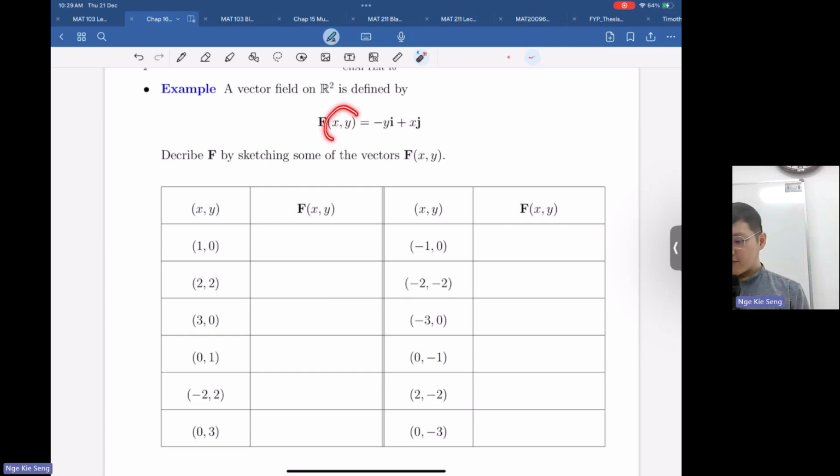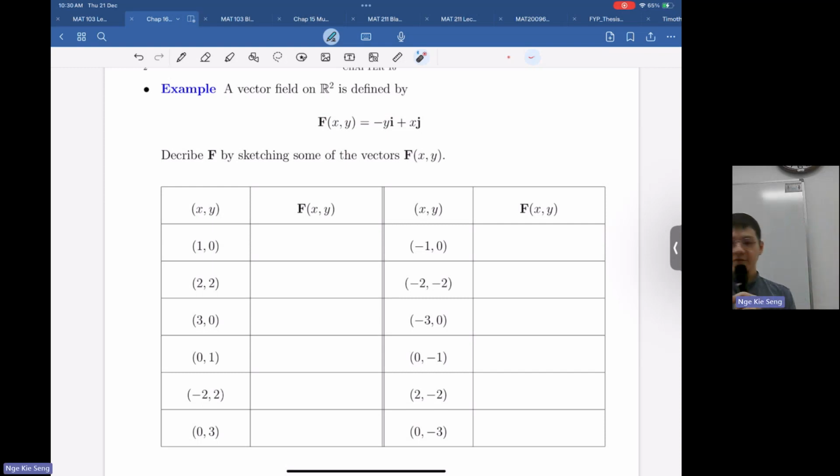On the left hand side, I emphasize x, y as a point. On the right hand side, I emphasize the element of R2 as a vector. Both of them are elements in R2, but one I emphasize as a point, the other as a vector. A point is just some location. But if I say vector, I want the magnitude and the direction.